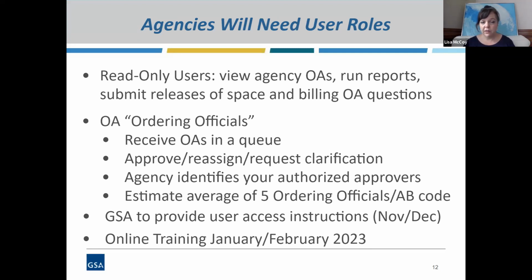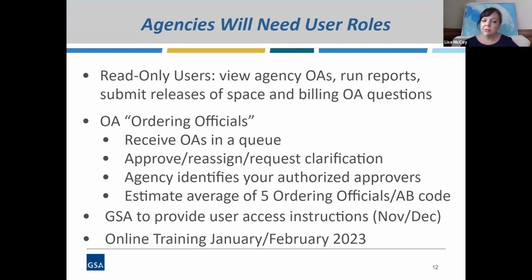Now, there's a wide variety in our agencies. Some are small and may only have one or two OAs. Some are very large and need several people to be able to handle the number of OAs that come into their queue. So on average, we're just estimating, we think overall it'll be about five per AB code. But that doesn't mean if you're a large agency, you can't have more than that. We just wanted to give everybody a sense of what we're assuming going in: that every agency on average would have about five, the total number that we think we're going to need for ordering official licenses.